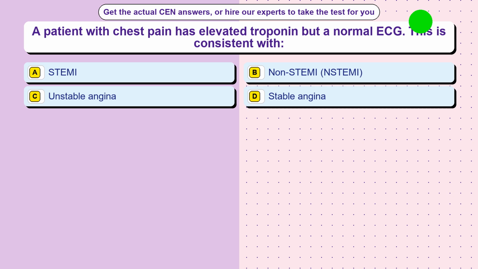Question 19. A patient with chest pain has elevated troponin but a normal ECG. This is consistent with: Option A, STEMI. Option B, non-STEMI, NSTEMI. Option C, unstable angina. Option D, stable angina.